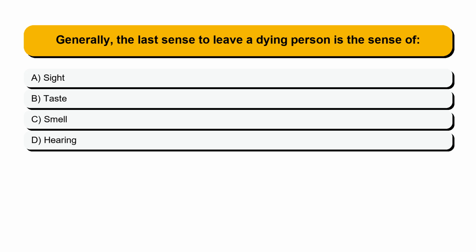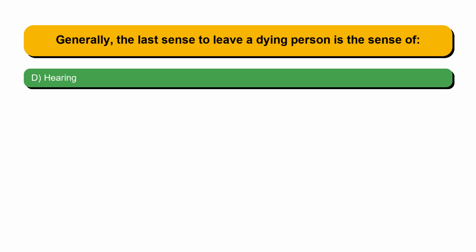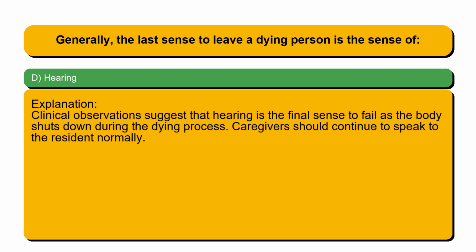Question 31. Generally, the last sense to leave a dying person is the sense of option A, sight, option B, taste, option C, smell, option D, hearing. The correct answer is option D, hearing. Clinical observations suggest that hearing is the final sense to fail as the body shuts down during the dying process. Caregivers should continue to speak to the resident normally.